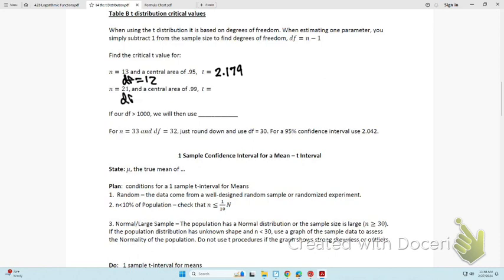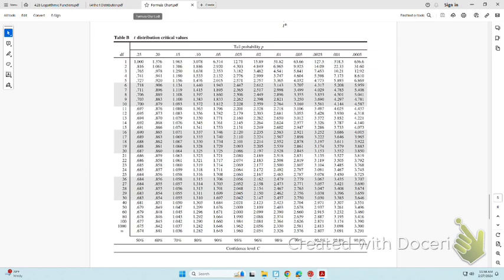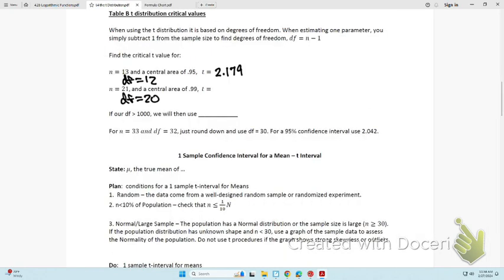This next one, df is 20. Go to the 99% column and go to the 20th row, and you see 2.845. If degrees of freedom are insanely large, larger than 1,000, we're just going to use the bottom row, the infinity row.